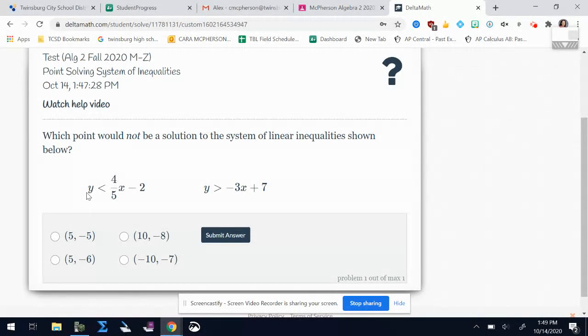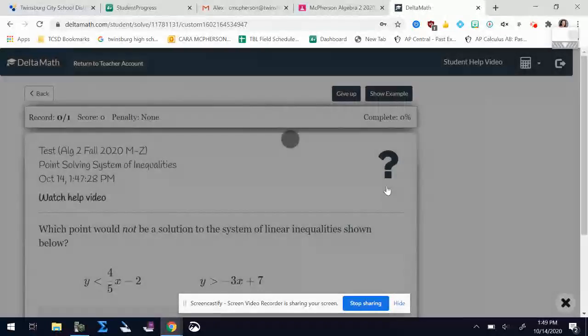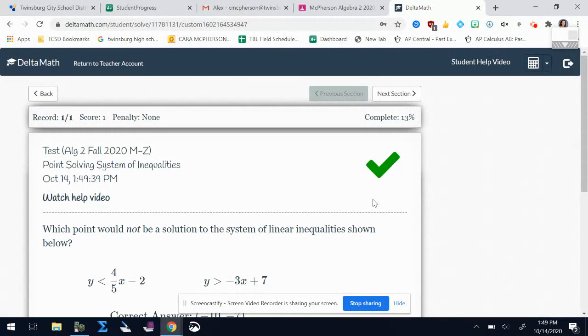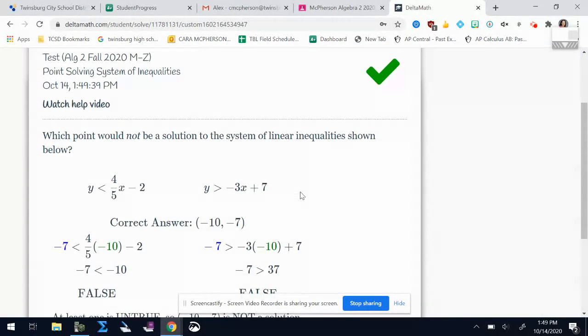Negative 6 is your y value. That is less than 2. That's true. When I put it in here, I get negative 15 plus 7. That is negative 8. Negative 6 is bigger than negative 8. That one's true. All right, it must be this last one. If I put negative 10 in, I get 4/5 times negative 10 is negative 8, minus 2. Negative 8 minus 2 is negative 10. Negative 7 is less than negative 10. That is not true. So it took a while, but I finally found the one that was not going to make both true. And once I find it, you should be doing this with a calculator. I'm trying to do it all in my head, but a calculator would definitely save time.